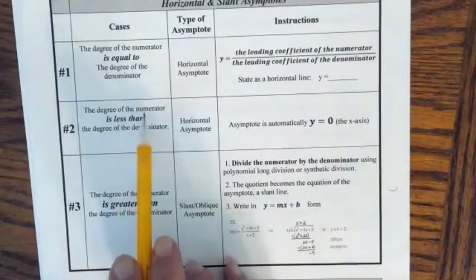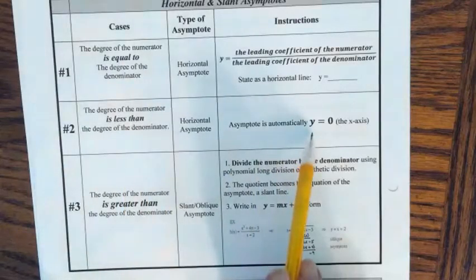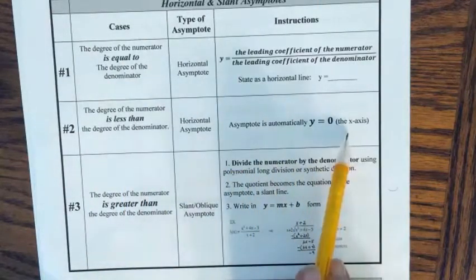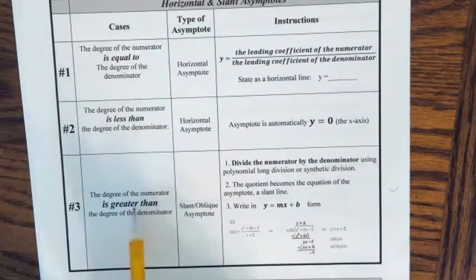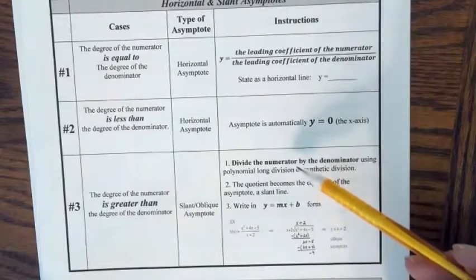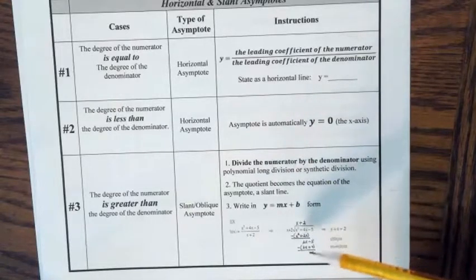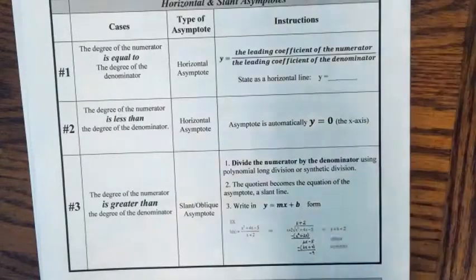If the degree of the numerator is less than the degree of the denominator, then it defaults to y equals 0 or the x-axis. If the degree of the numerator is greater than the degree of the denominator, then we're going to have a slant or oblique asymptote, and you'll actually have to divide the numerator by the denominator, either by using synthetic division or long division to get that slant asymptote.